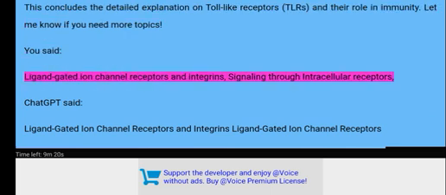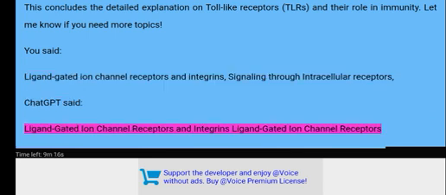You said. Ligand-gated ion channel receptors and integrins, signaling through intracellular receptors. ChatGPT said. Ligand-gated ion channel receptors and integrins. Ligand-gated ion channel receptors.